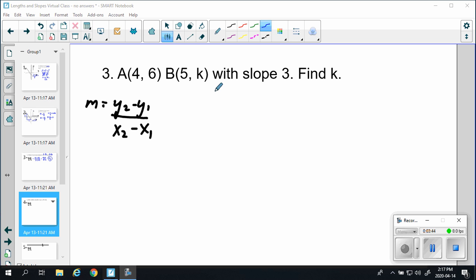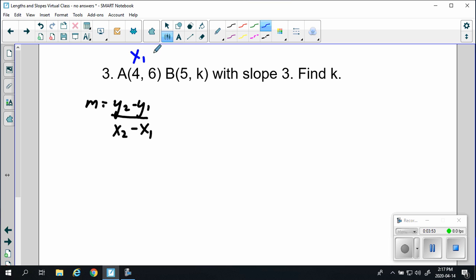There are questions that ask you to find a missing value, which is a little bit trickier. But we can still use the slope formula. So here's x1, y1, and x2, y2. We don't know what y2 is. It's k, so we're going to find k. But we do know what the slope is, which is 3. So we're going to set this up as best we can. So y2 minus y1 is k minus 6, and x2 minus x1 is 5 minus 4, and that's all going to be equal to 3.